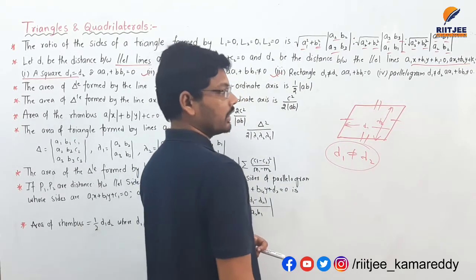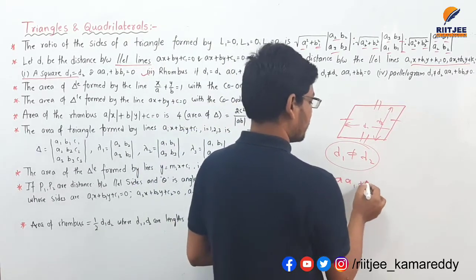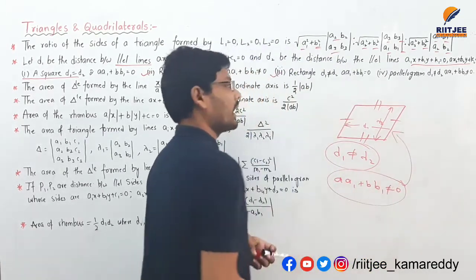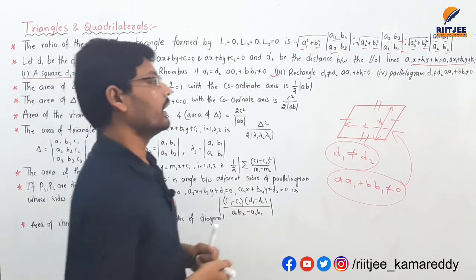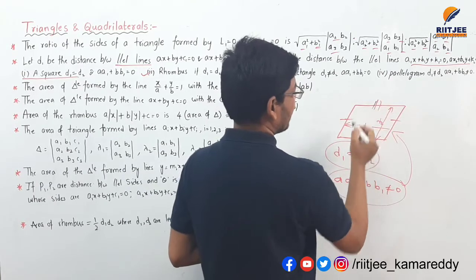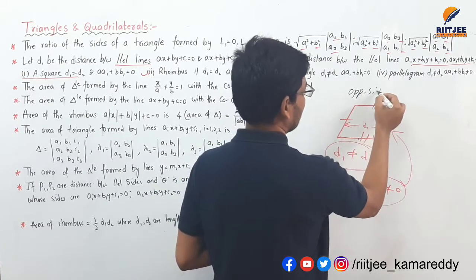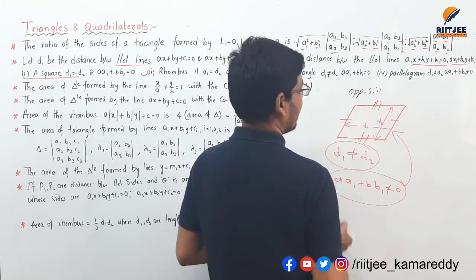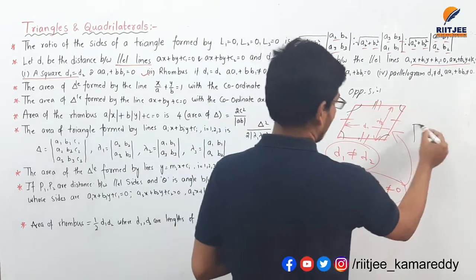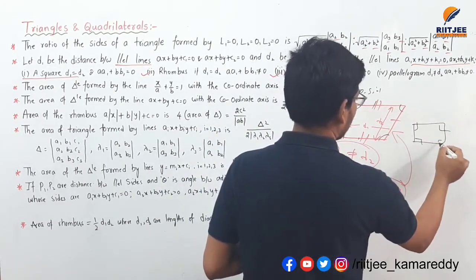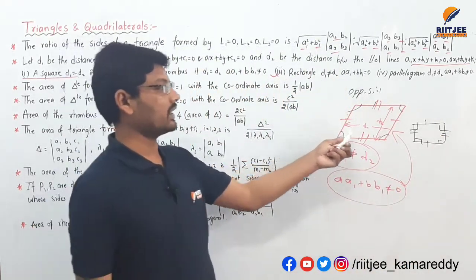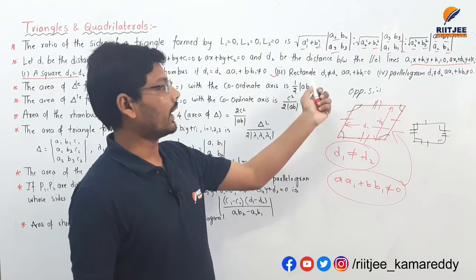If d1 is not equal to d2 and the condition a1 plus b1 is not equal to 0, then only the figure is said to be a parallelogram. See here, in a parallelogram the opposite sides are equal, and the opposite angles are equal. When it comes to a rectangle, all the angles are equal and the opposite sides are also equal. That is the major difference between a parallelogram and a rectangle.